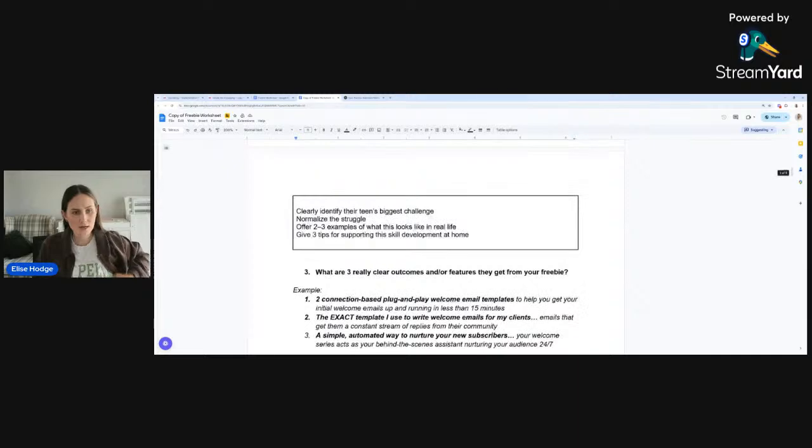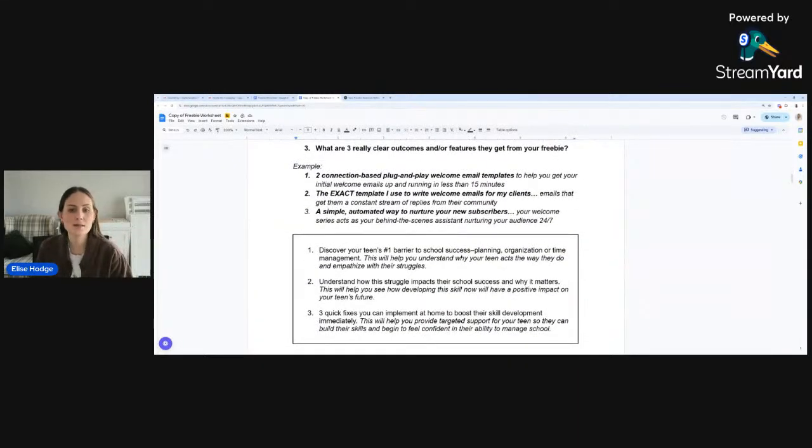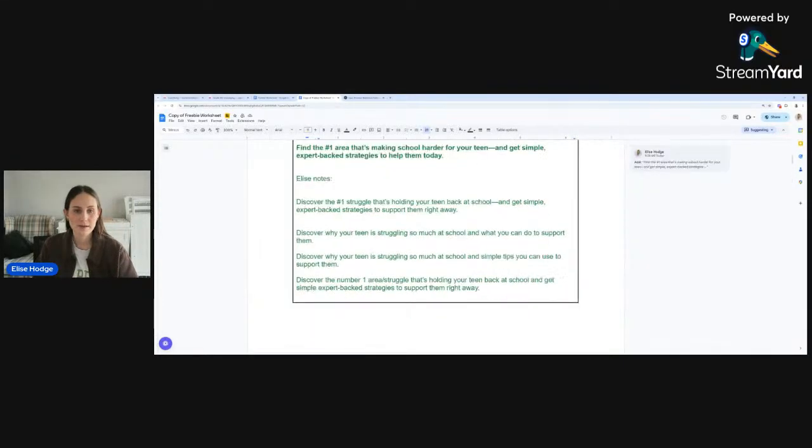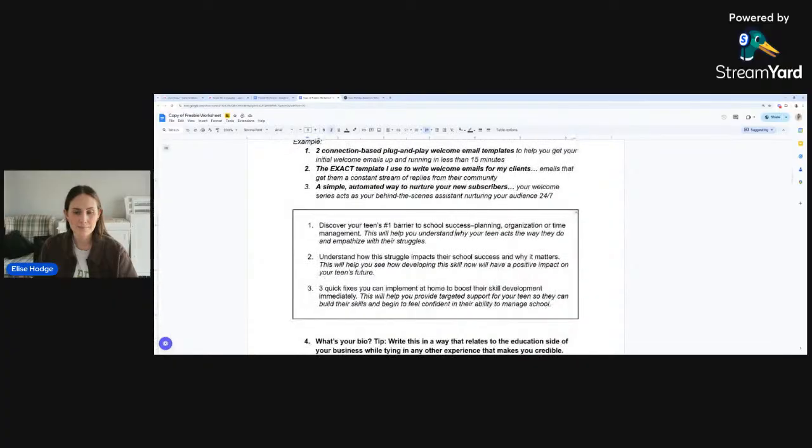Then if we come down here, we're looking at the 3 outcomes that are going to happen with the quiz. So discover your teen's number one barrier to school success. I would just even say feels good. Yeah. Here, because we've kind of already said what that's making school harder. We've kind of already said that. I would say we don't need to repeat ourselves.